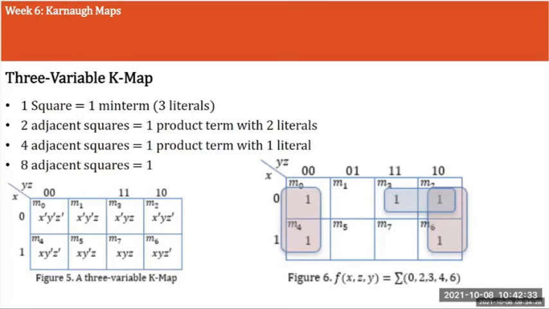So here we have a sample for a 3-variable K-map, which is figure 5. So sa isa nating dito sa may y-axis meron tayong x. Okay, so x 0, 1. So yz naman meron tayong 0 0, meron tayong 0 1, 1 1, and 1 0.